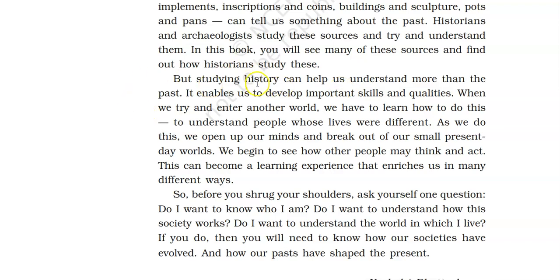Okay, but studying history can help us understand more than the past. So see children, this is the advantage of studying history. You are going to understand more than the past. It enables us to develop important skills and qualities.